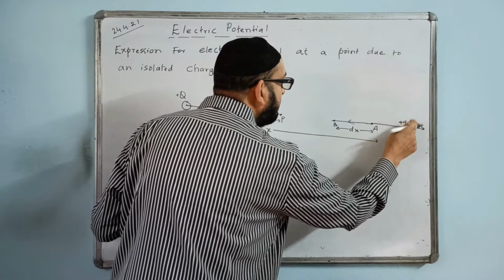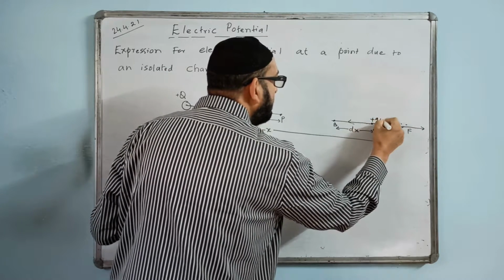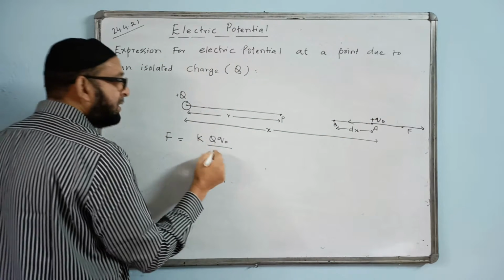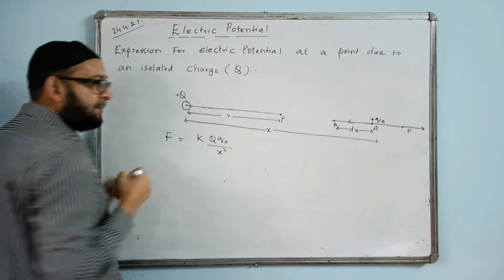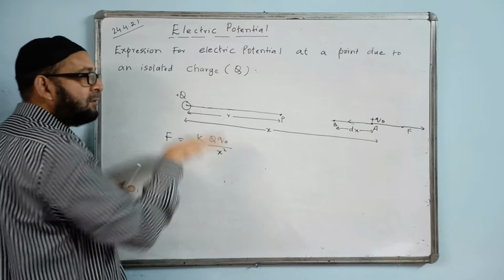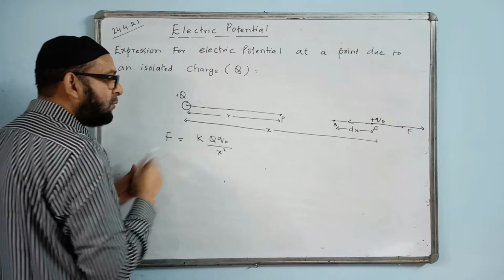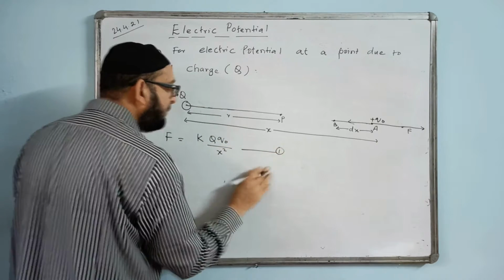The force acting over here on plus q naught, we can keep it here with q naught. The distance is x, so I write x squared. This is repulsive in nature, so the force is in this direction. So F is equal to k q naught by x squared. Mark this as equation number 1.